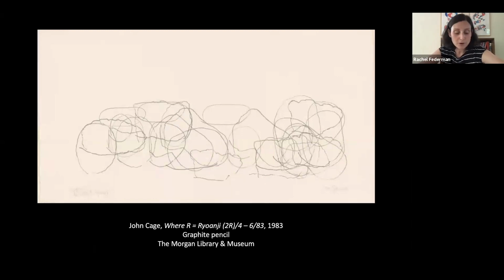In this drawing from the Morgan's collection, which is one of the first Ryoenji drawings he made, the equation in the title tells us that he made 30 tracings, that's 2R, where R is equal to 15, which is the number of rocks in the temple. 4 indicates the number of pencils of different hardnesses that he used.